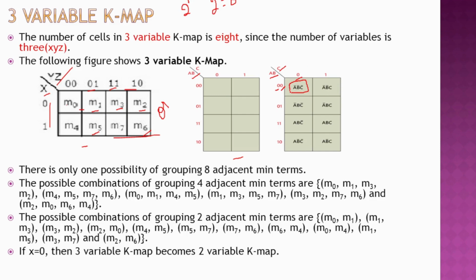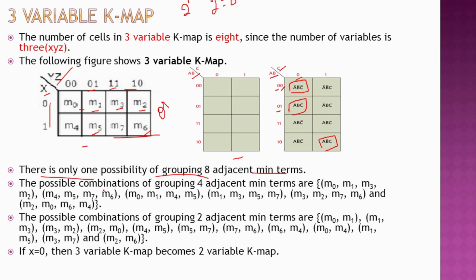So you need to represent A bar, B bar, C bar. To fill this value, you need to represent A. 0 is A bar and 1 is B. You need to represent B as it is, and the C value is 0. Like that you will fill all the values up to this column. There is only one possibility of grouping 8 adjacent minterms.